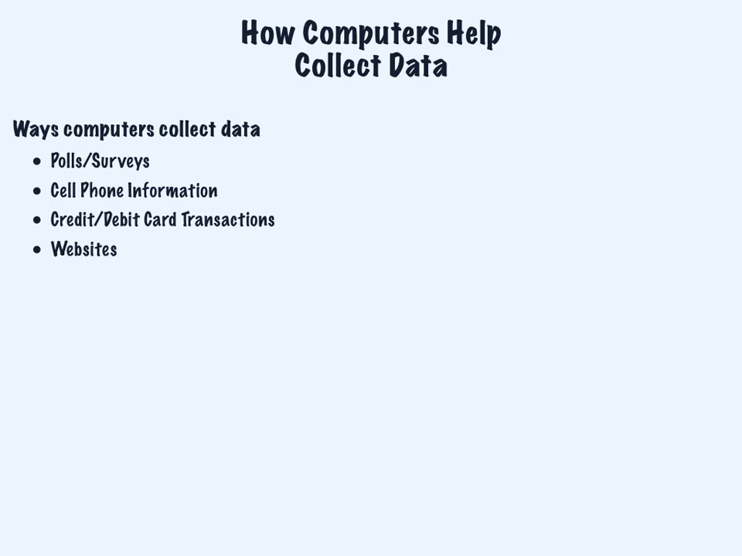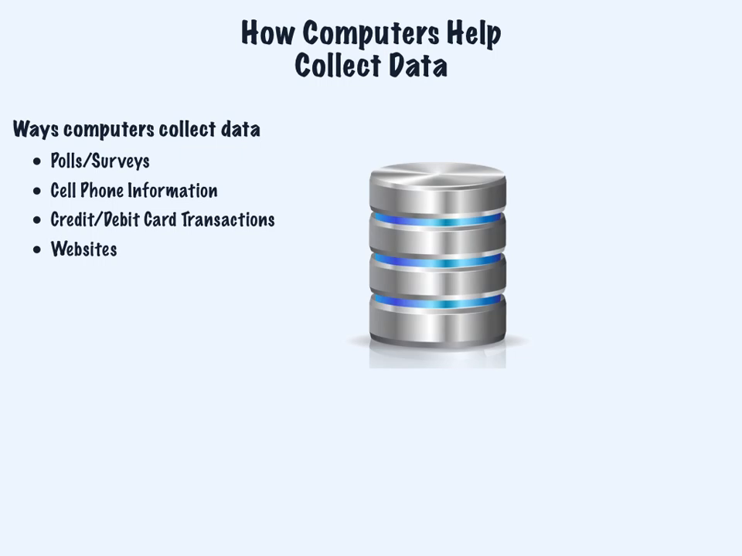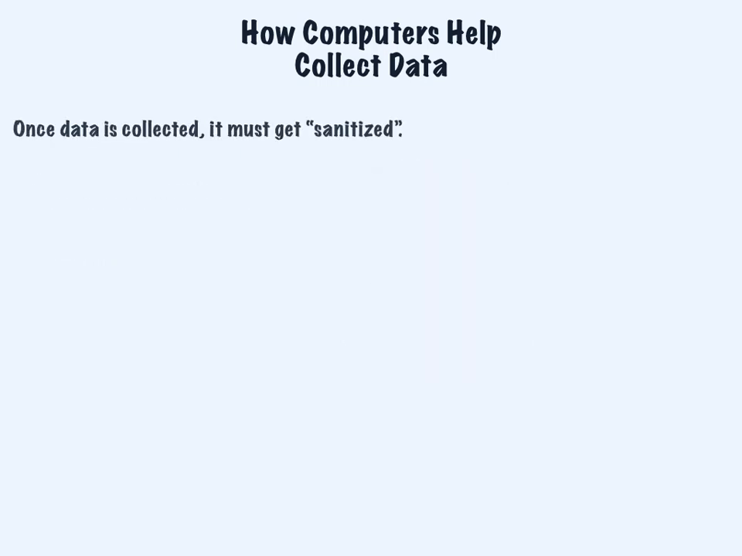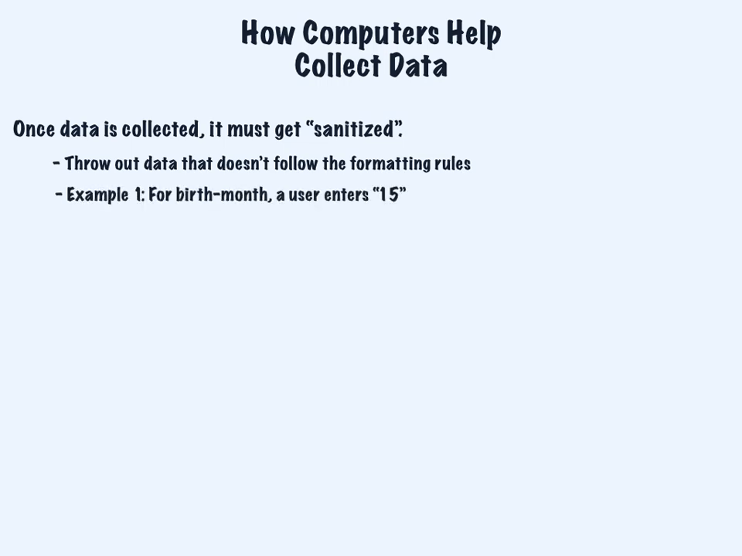Once the data gets collected, it gets sanitized and then sent to a database for storage. Now, what do I mean by sanitize? Sanitize simply means throwing out the data that doesn't follow formatting rules. For example, suppose we asked the users to enter their birth month, but they answered 15. Obviously, that number is meaningless. We can't do anything with that. So that piece of data would get thrown out.